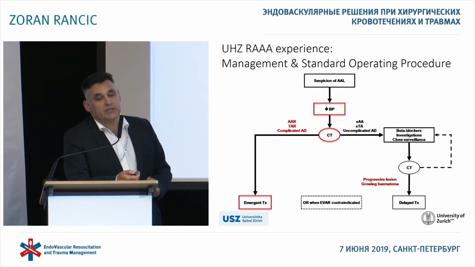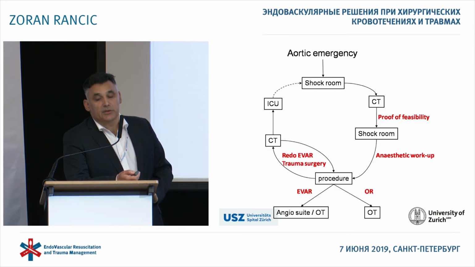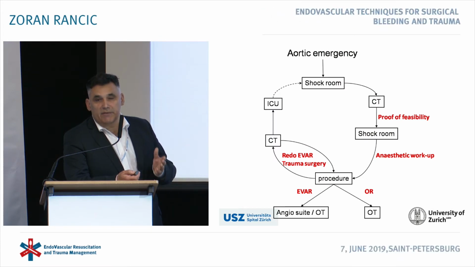That means if the patient has a suspected aortic lesion, then you have to reduce the blood pressure and make a CT scan. If this is a ruptured thoracic aorta, complicated dissection, then we do emergent TEVAR. If not, we do medicamentous treatment, surveillance CT, and then delayed therapy. So when we talk, it's a package of different components, and this is a protocol that has to be defined in each hospital.